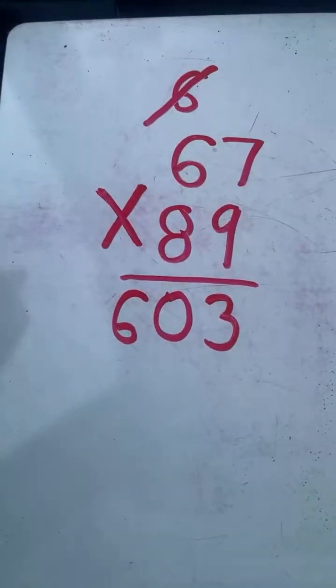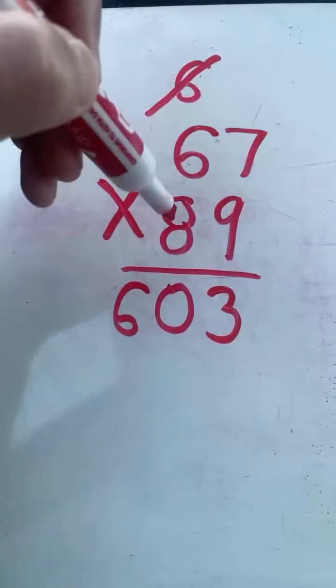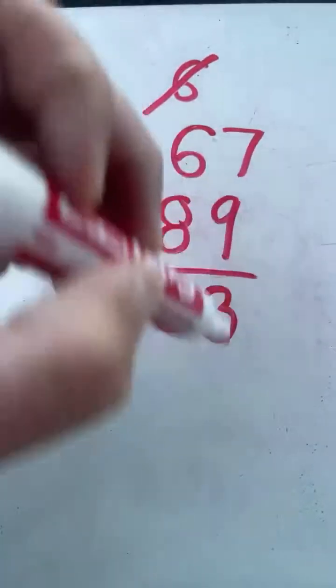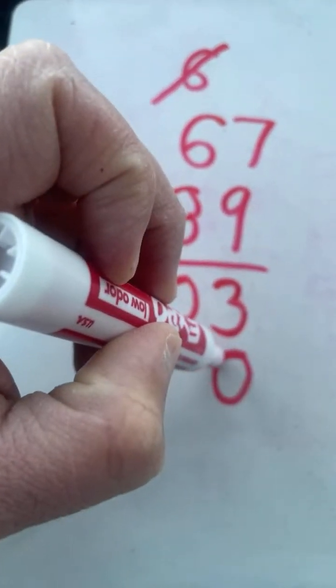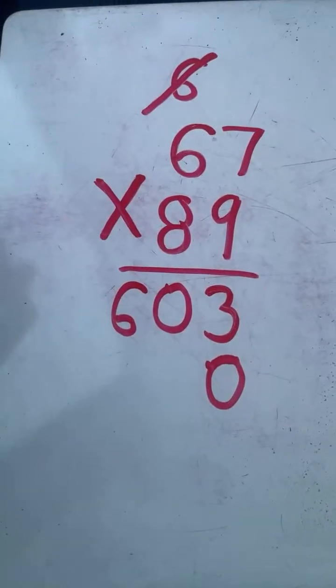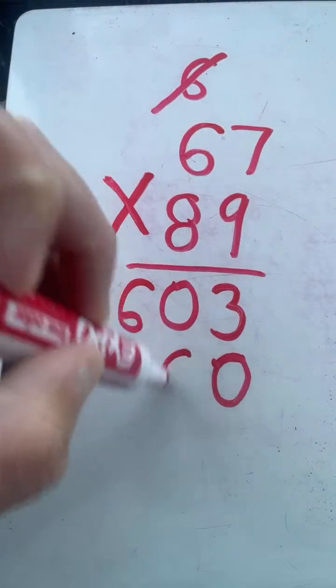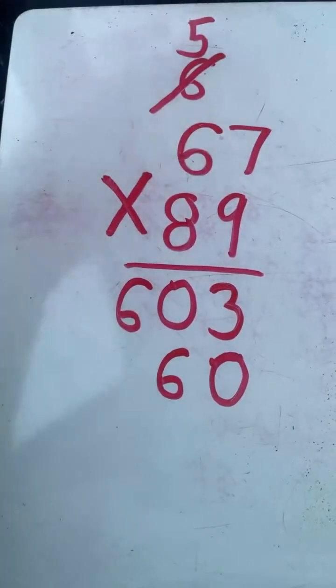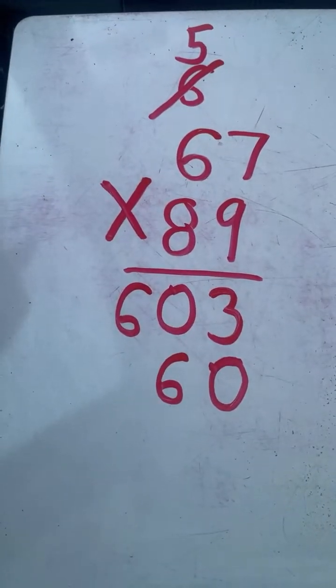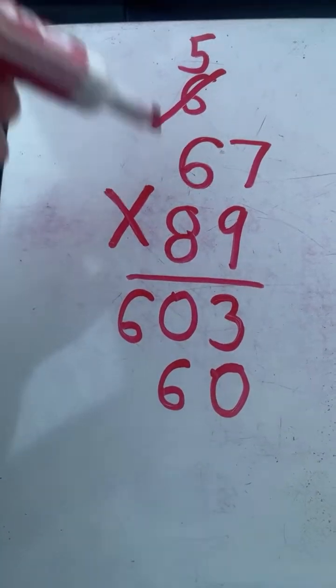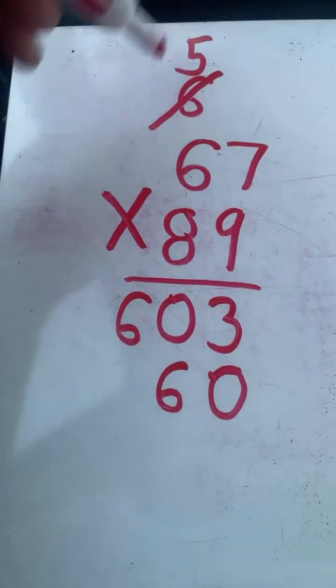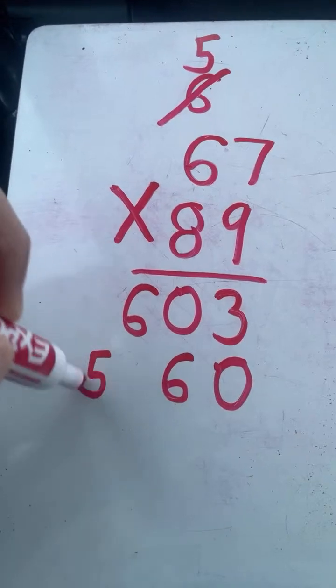Now before we multiply the top 2 digits times the bottom digit in the tens place, we've got to put a 0 in the ones place. 7 times 8 equals 56. 6, carry the 5. 6 times 8 equals 48, plus 5 equals 53.